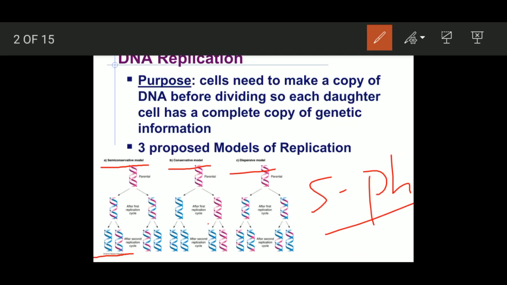And let's see the conservative model. In the conservative model, the whole parental DNA remains conserved, and new DNA is formed without sharing a strand with the parental strand. This is the idea here, guys. And in the dispersive model, the new strand formed by the DNA replication process gets dispersed with the parental DNA, as you can clearly see. This is the idea here, guys.